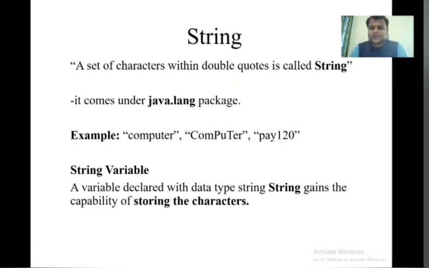String comes under non-primitive data type, right? It is also a reference data type. What is the meaning of string? String is a set of characters within double quotes. It contains more than one character. If it is a single character, that is a char, in single quotes. If it is in double quotes, that is a string. And you can see here, within the double quotes, that is known as a string.